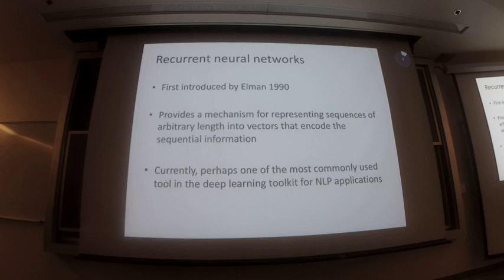Okay. So RNN was first introduced by Elman in 1990, and RNNs, in a nutshell, we can think of as a special family of neural networks that were designed to cope with sequential inputs, right? They provide us with a mechanism for representing sequences of arbitrary length as vectors that encode sequential inputs. So they are summarizing. Instead of you having to remember an entire sequence, we are encoding the entire history into just a vector of arbitrary length, right?